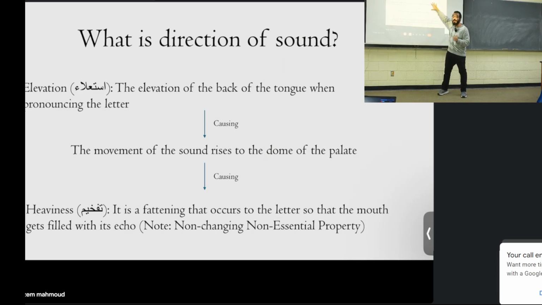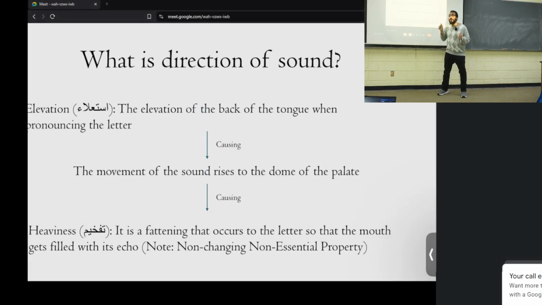So the back of the tongue elevation happens. Ko, to. Then the movement of the sound happens. The sound elevates to the top of the dome, and then you get this sound. Right? Does that make sense?